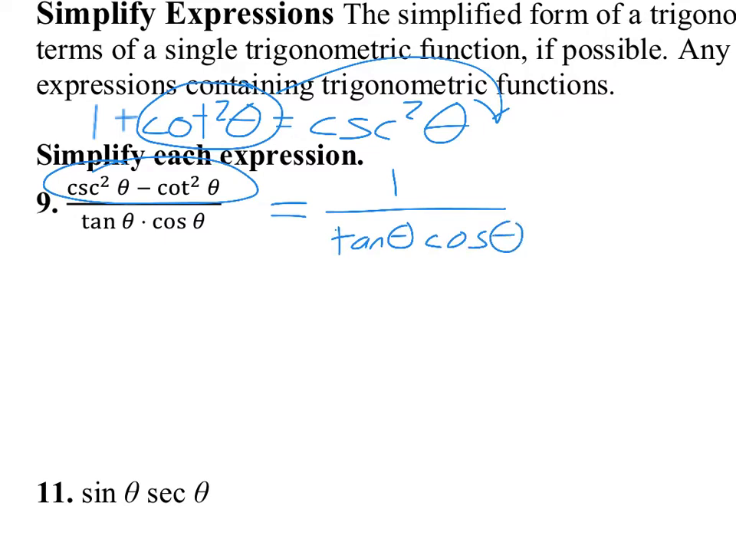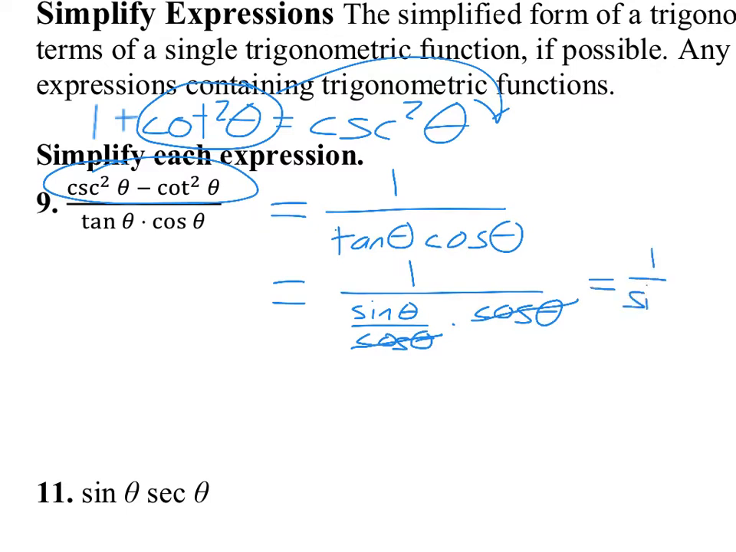And so a common technique that people use when simplifying these trig expressions is they try to turn everything into either sine or cosine or both. So what I would do here is tangent is also known as sine over cosine. And so if I do that, then these cosines in the numerator could both cancel out, and we're left with 1 over sine. And 1 over sine is cosecant.